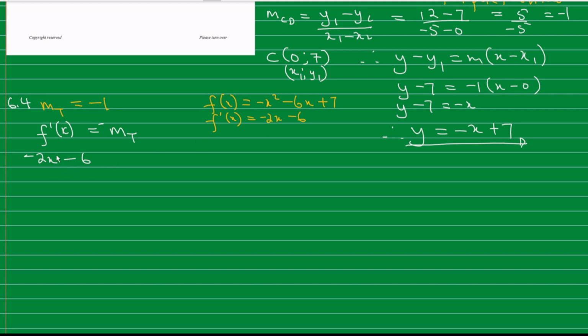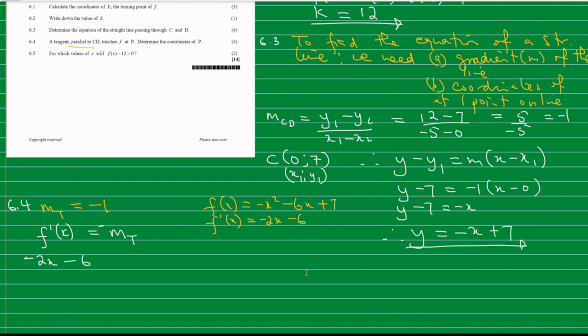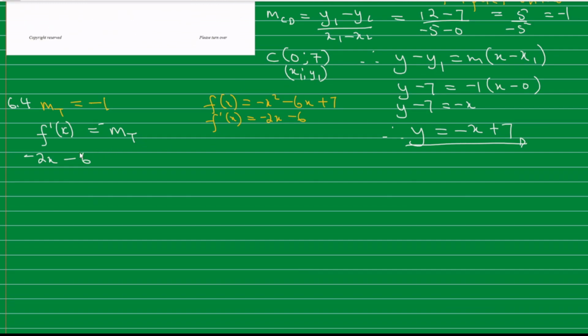And the derivative simply means the gradient at a point. The point that we are referring to here is the point at which the tangent touches the curve. So the gradient of the curve at that point will be equal to the gradient of the tangent. That's the principle that we are using here. That is part of differential calculus. So we have found the gradient of the curve, and it will be equal to the gradient mT of negative 1. This will allow us to find the value of x.